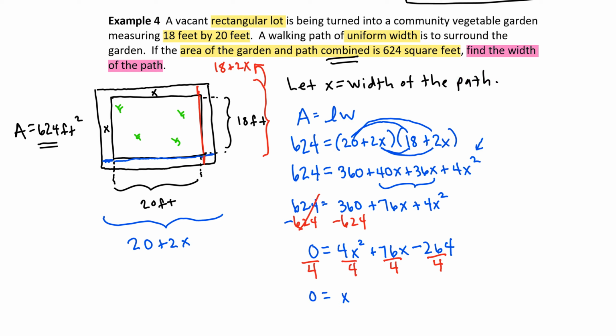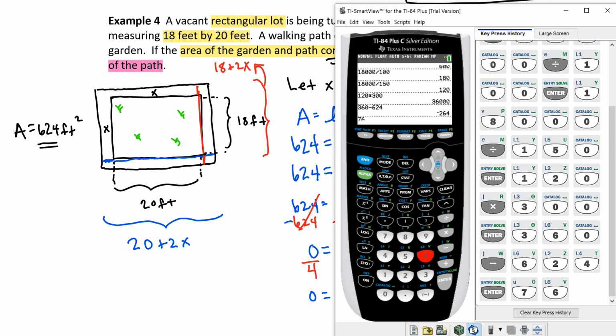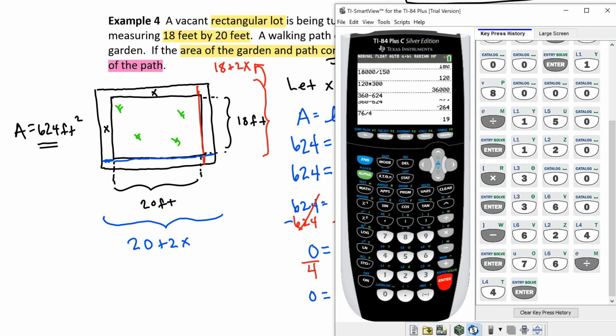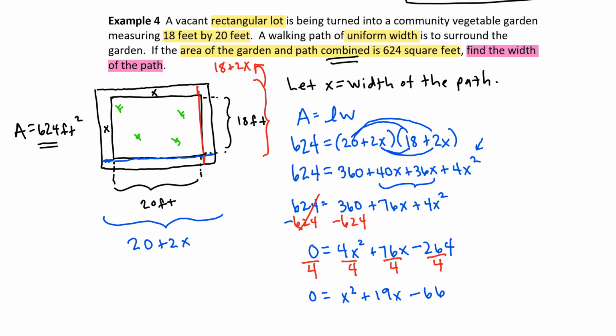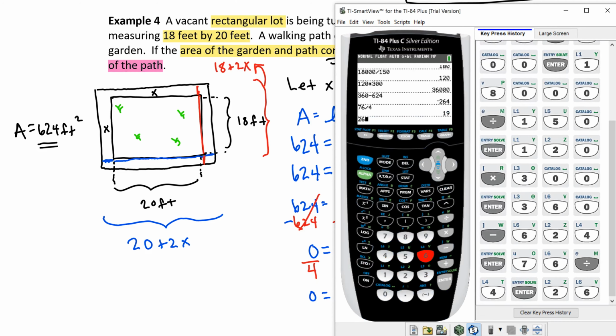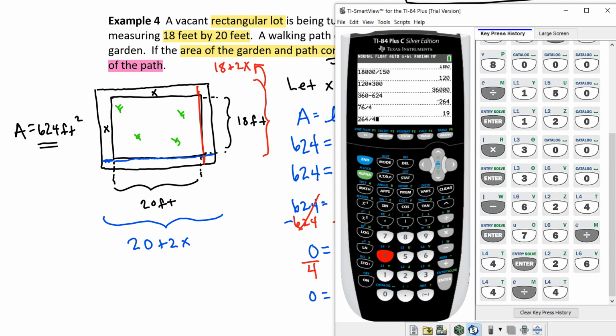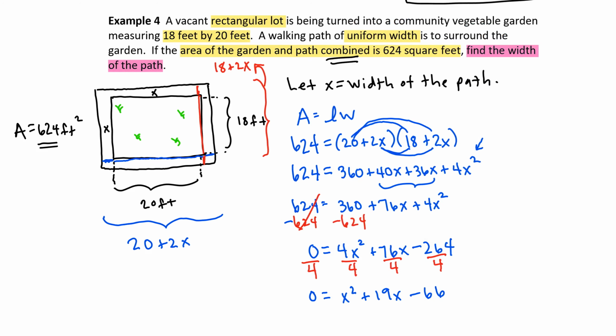So we end up with x squared plus 19x minus 66. Did I do that right? Let me double check those numbers. 76 divided by 4 gives me 19, so that one was good. And then 264 divided by 4 is 66. Okay, we want to make sure we have the correct numbers there.